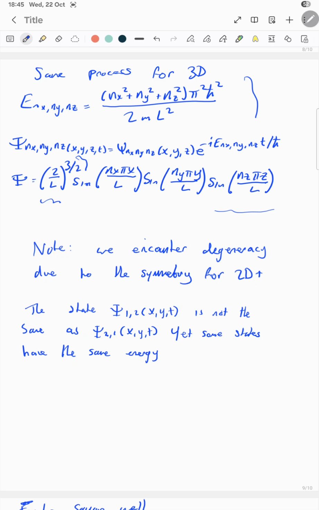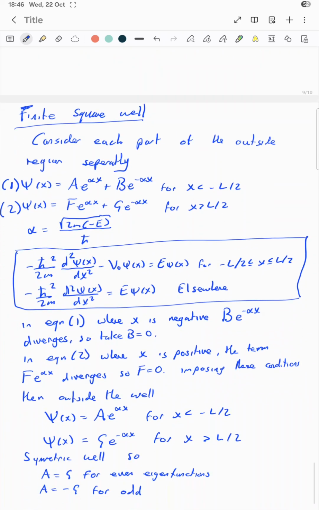We could go to higher dimensions if we want, but that would be a little bit silly. Now, note that we encounter degeneracy due to the symmetry of the 2D square wells. The state psi of 1, 2 is not the same as psi of 2, 1, yet some states have the same energy, so this is degeneracy.